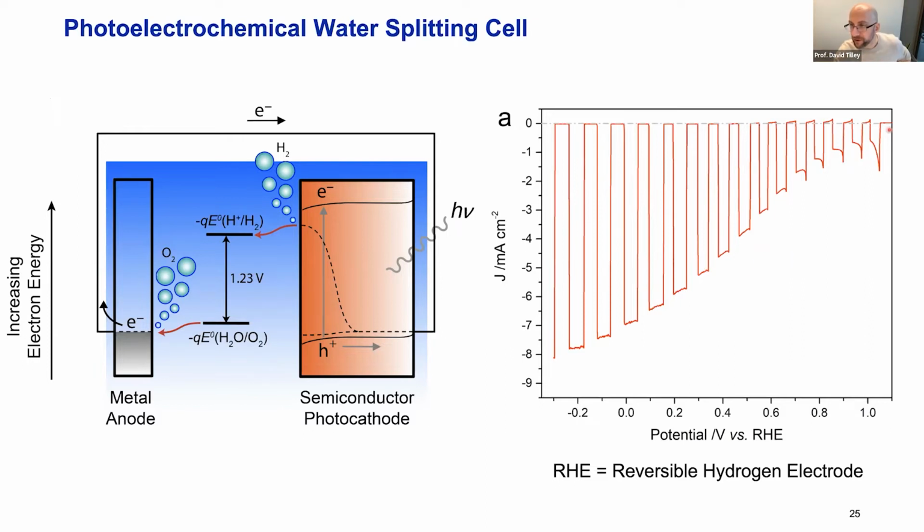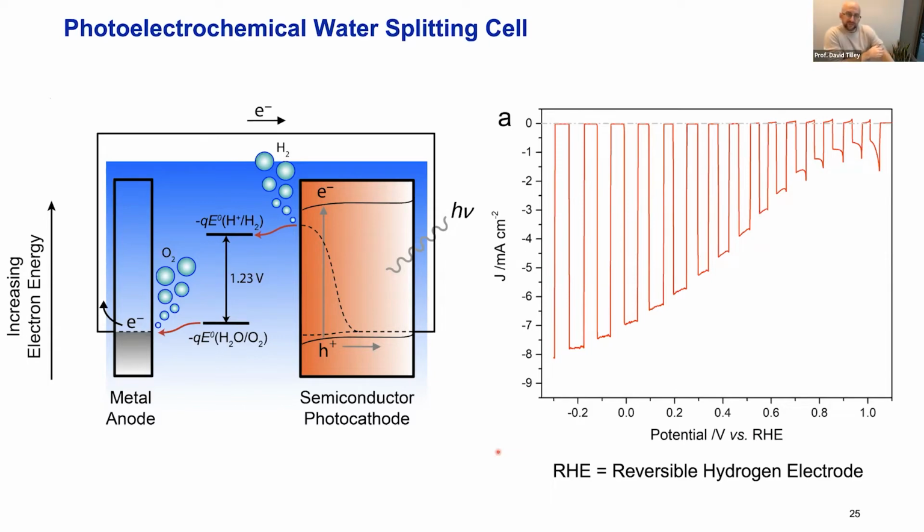We are doing a light chopping experiment here, rather slow chopping. So here's the dark. In the dark, we apply potential and we see no current. And then when we are shining the light, that's what we see here as a photocurrent.